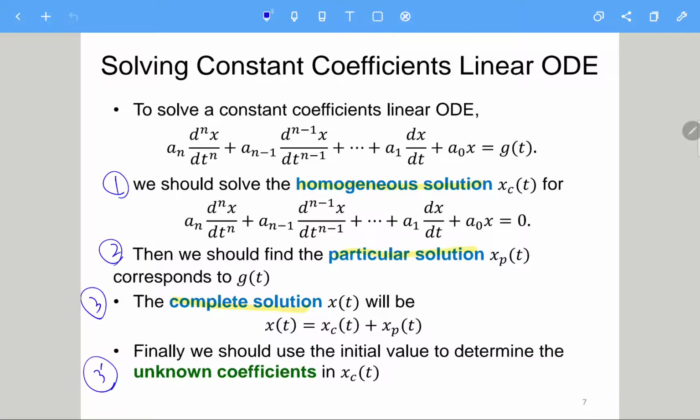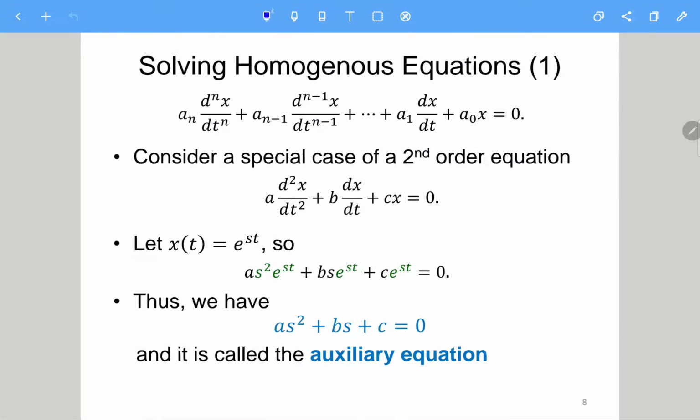Okay, just now we discussed how to solve the constant coefficient ODE. It only takes 3 steps: find the homogeneous solution, find the particular solution, and then find the complete solution by adding them. So first, let us consider how to solve the homogeneous equation, or the homogeneous solution.